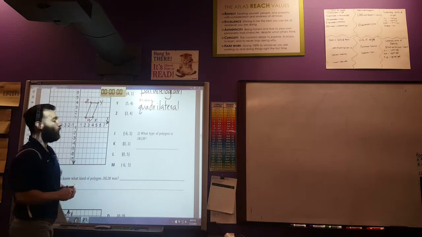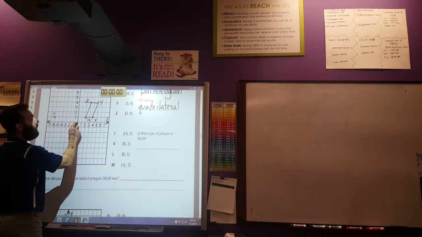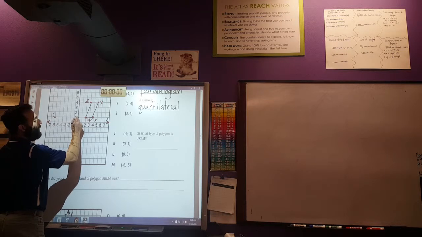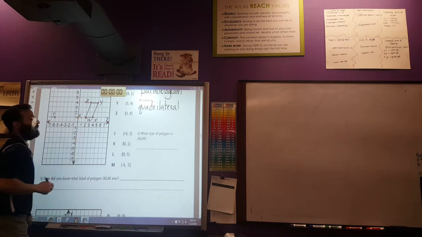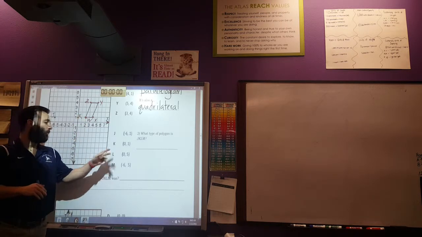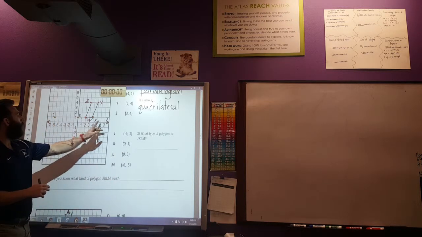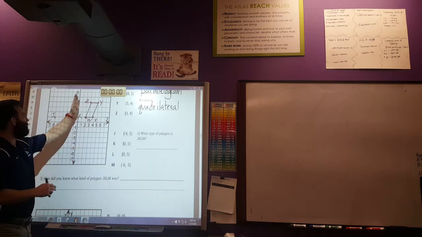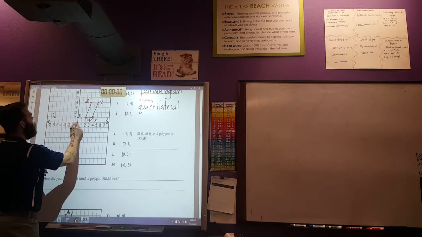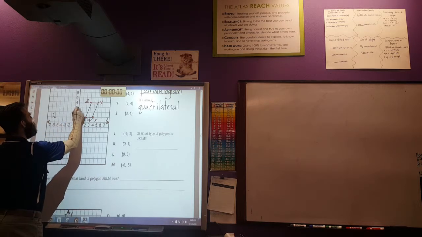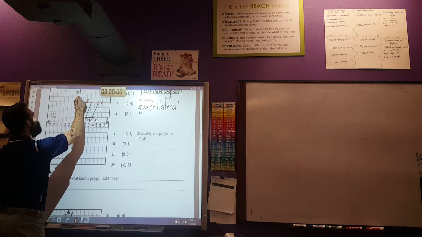is at 0, 1, which means I'm not going to run at all. I'm just going to jump up 1. That's going to be my point K. My third point, point L, is at 0, 5. So 0 along the x-axis, up 5 on the y-axis. Over 0, up 1, 2, 3, 4, 5.